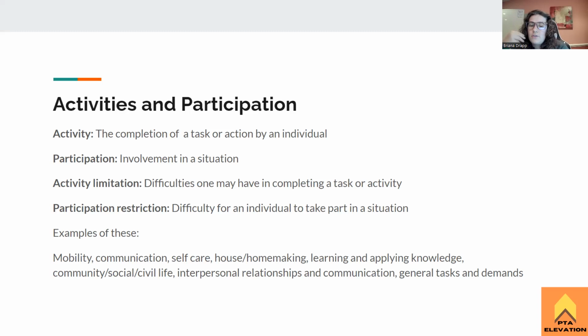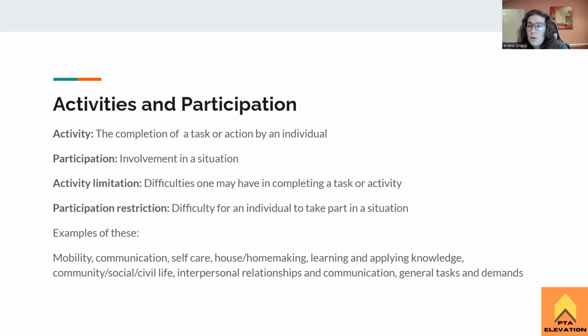Participation restriction would be difficulty for an individual to take part in a situation. This would be an individual cannot stand long enough to cook themselves a meal. An individual cannot go up a flight of stairs to attend their work that's on a third story walk up, something like that. That would be a participation restriction because you cannot participate in the situation or anything going on. The activity limitation is you cannot perform the activity, which is not associated with social stuff.